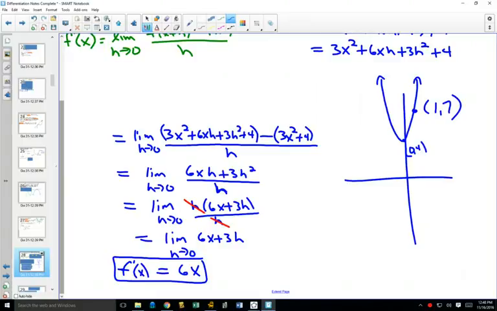This gradient function tells us if you want to find the tangent, the slope of the tangent at 1, all you have to do is plug in 1 into this equation. What's 6 times 1? 6. The slope of this line is 6. If I pick another point, -2, this is not going to be to scale, but -2, comma 16.